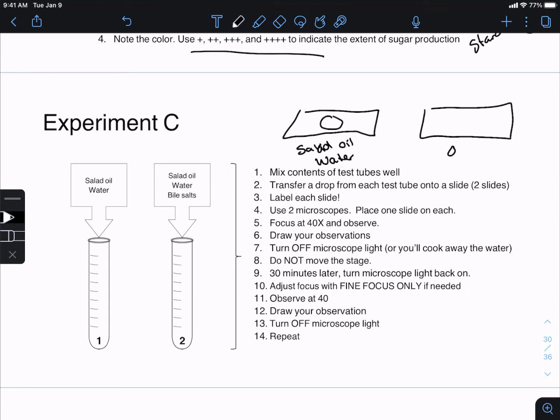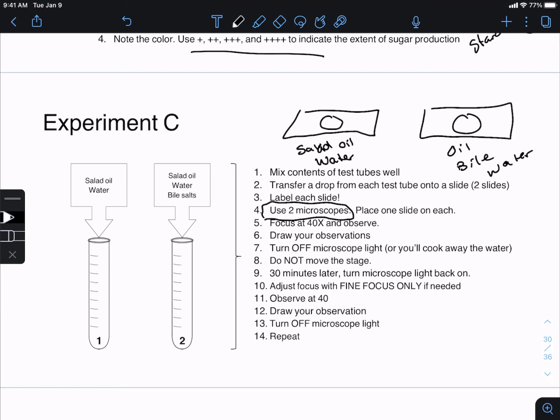One will contain your salad oil and bile salts, and of course water. You're going to place both of these slides on a microscope. My strong recommendation, your lab manual does not tell you to do this, is to get out 2 microscopes, especially since we're dividing up the lab. You'll have enough microscopes to do this.